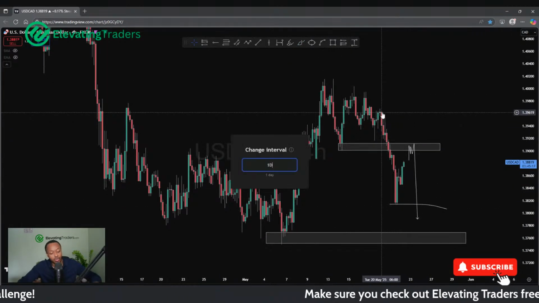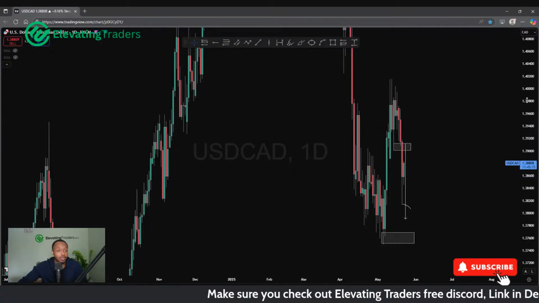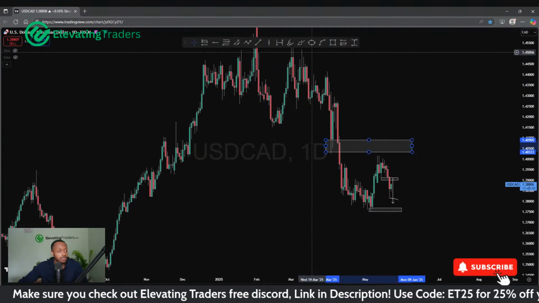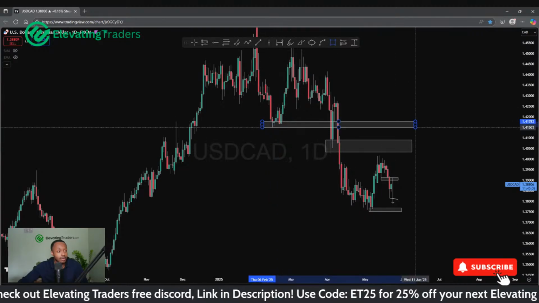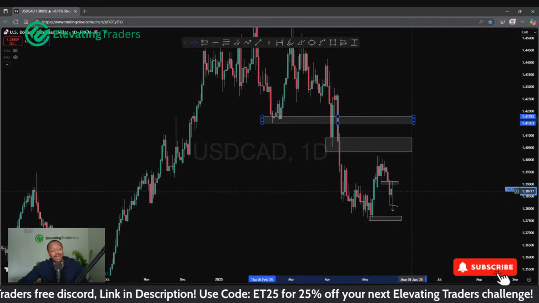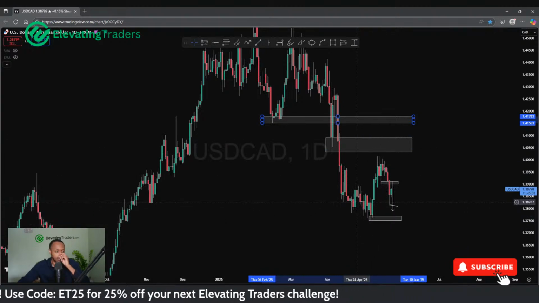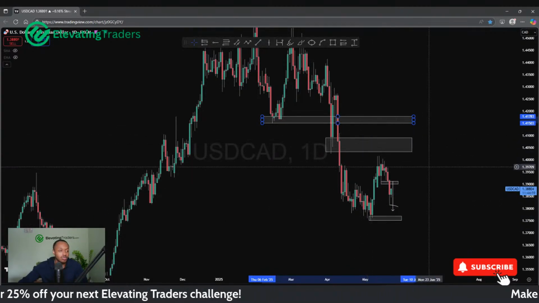I was looking for a lot more upside for dollar CAD the past couple of weeks or so. I've talked about a push into this area of support. I've talked about a push into this area, but unfortunately, dollar CAD has not shown enough bullish momentum to get to those levels for some shorting opportunities.